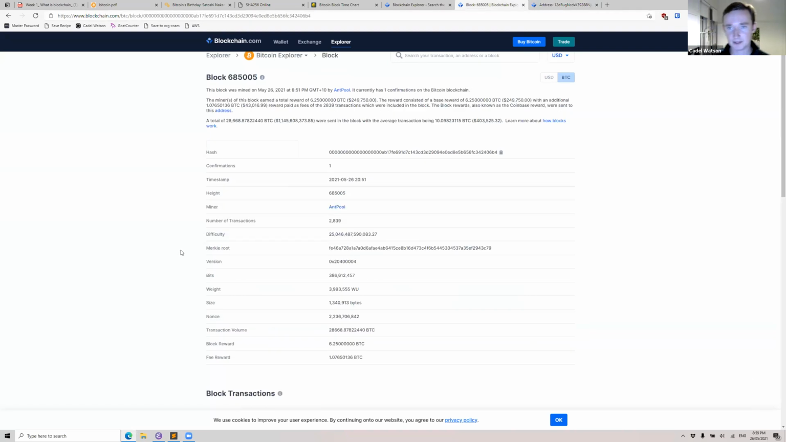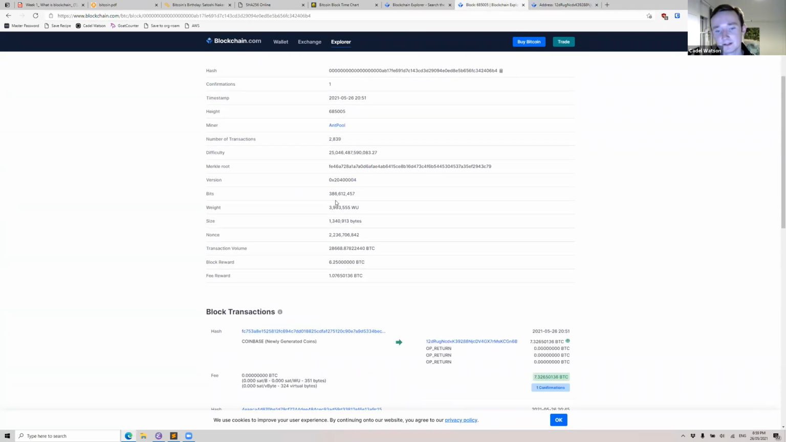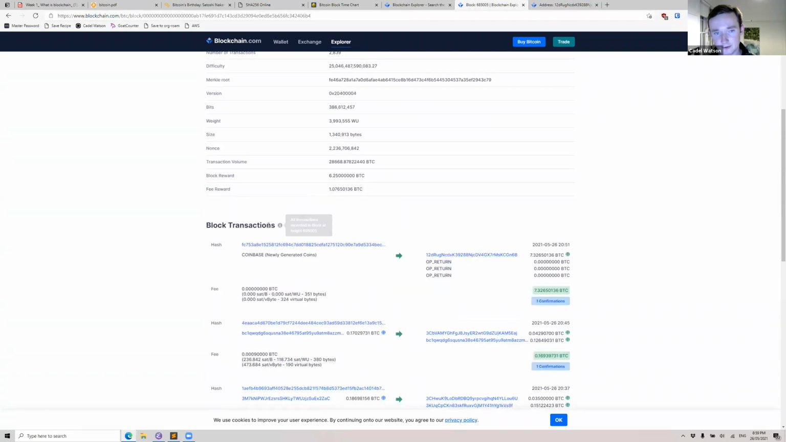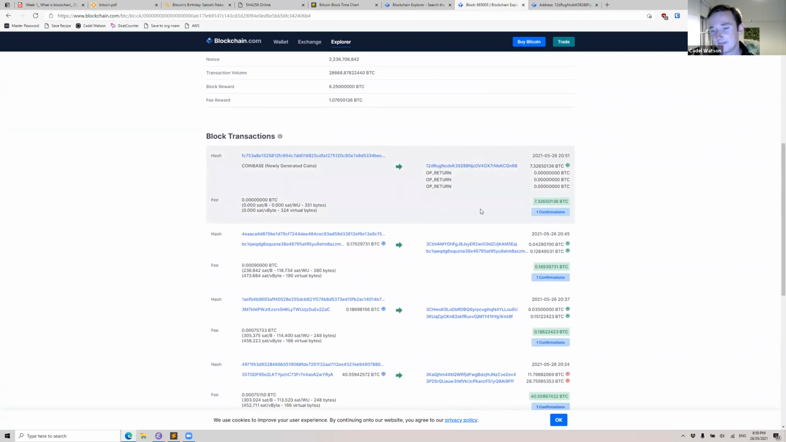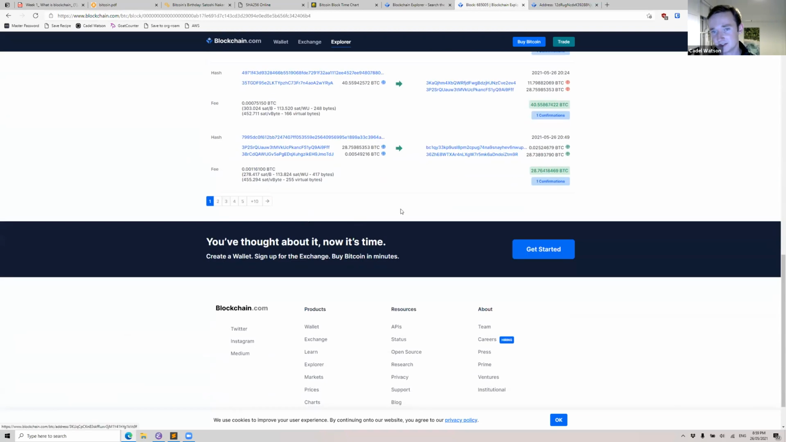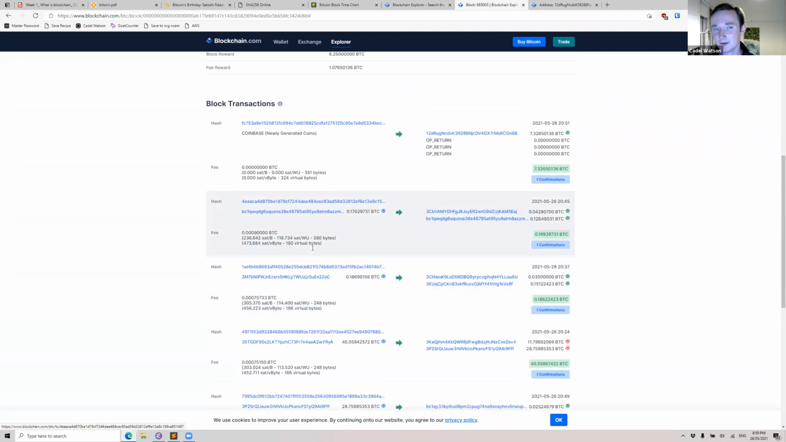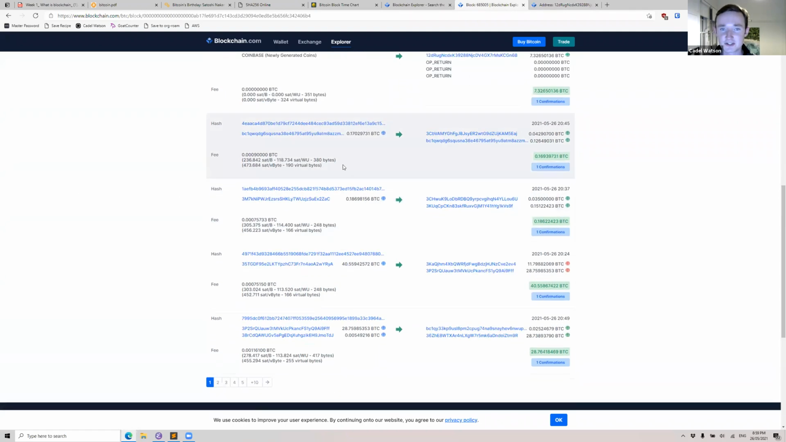Okay, so let's go back to our block. We're still looking at the same block, but we'll scroll down now to the transactions in the block. And this is a list of all of those 2,800 transactions that have been included in this block. The regular transactions here are exactly the same as the ones we're looking at in our example blockchain. So whoever has this address has transferred 0.17 Bitcoin to whoever has this address.